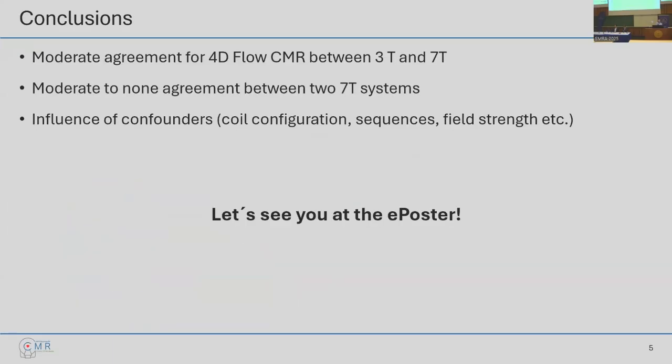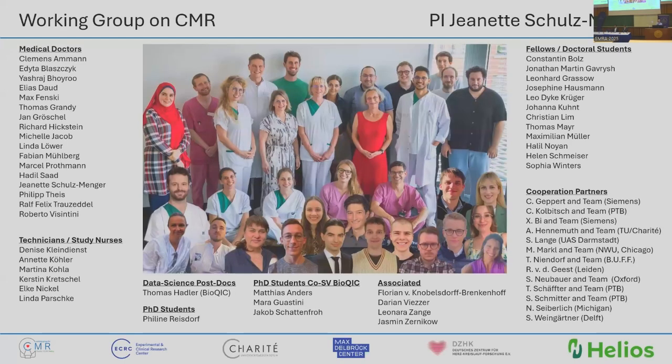So in conclusion, there was moderate agreement for 4D flow CMR between 3T and 7T, moderate to non-agreement between the two 7T systems. So there is an influence of confounders on these measurement results, which we need to look more deeply into in the future. Let's see at the e-poster, and thank you very much for your attention.